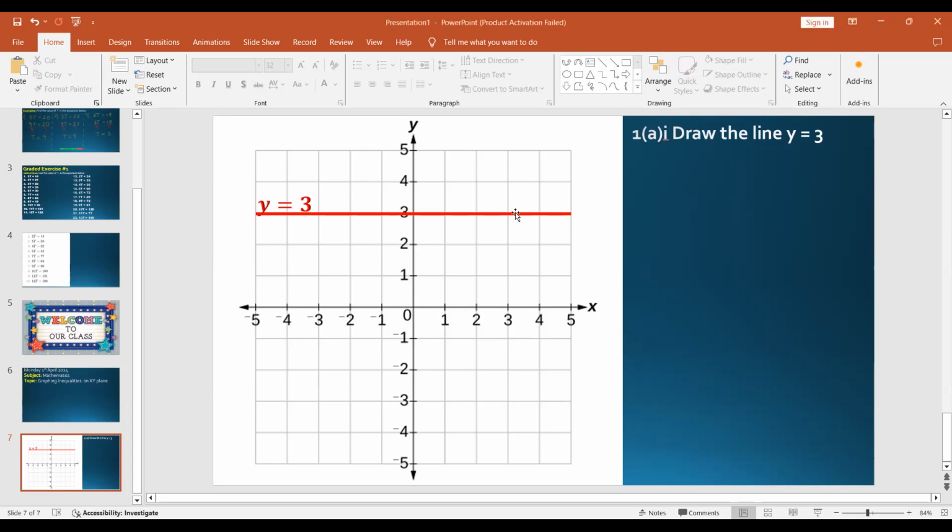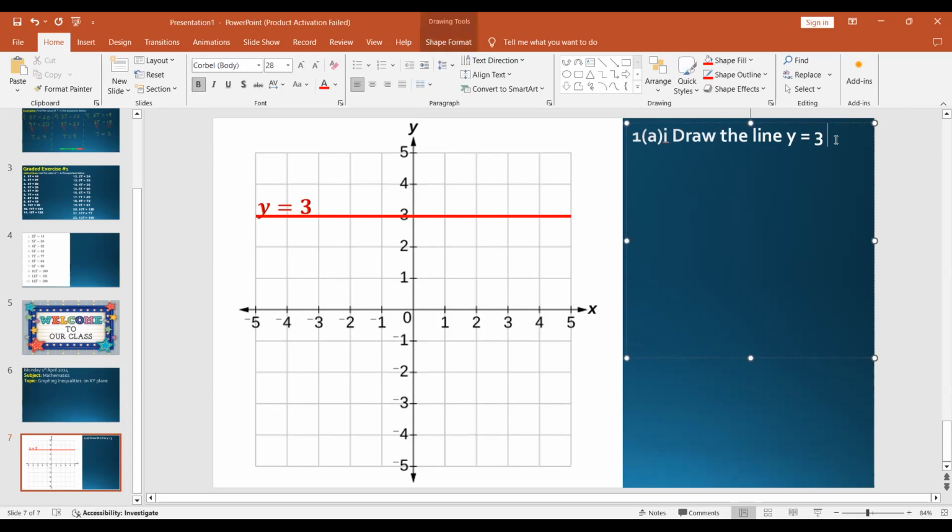Okay, so that's how we get the line y is equal to 3. We have to draw a horizontal line through 3 on the y-axis. All right. Now the next question, question number 1, part ii: we want to draw the line x is equal to 4. So draw the line x equals 4.